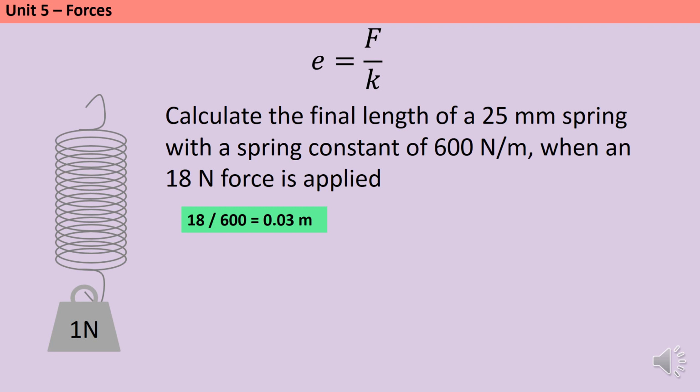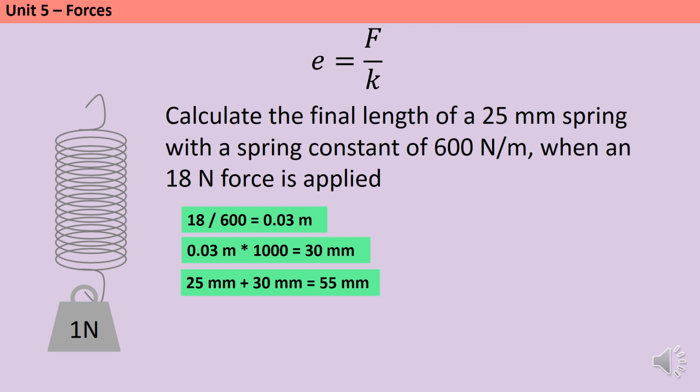But my original length wasn't in metres, it was in millimetres. So we're now going to convert back to millimetres by multiplying by 1,000. That gives me an extension of 30 millimetres. If my starting length was 25 and my extension is 30, my final length will be 55 millimetres.